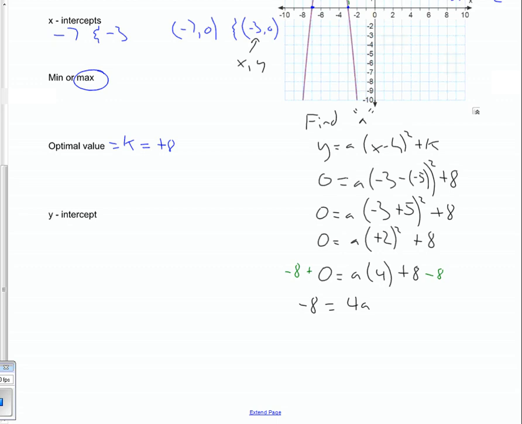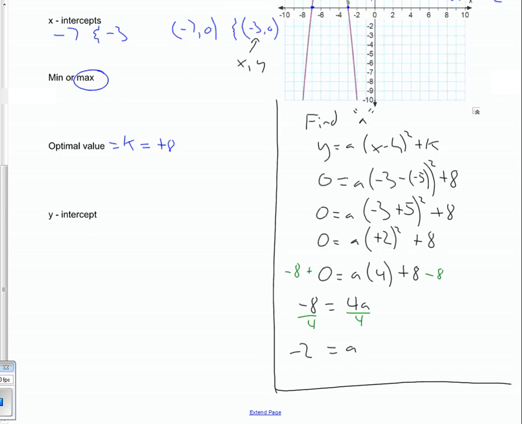I need to get a by itself, and right now it's being multiplied by 4, so I'm going to have to divide it by 4. I need to do that on both sides. So what ends up happening is that I find that, again, a equals negative 2, okay, which is exactly what I had the last time. So there's two different ways of figuring out what the a value is. Choose the one that works best for you.